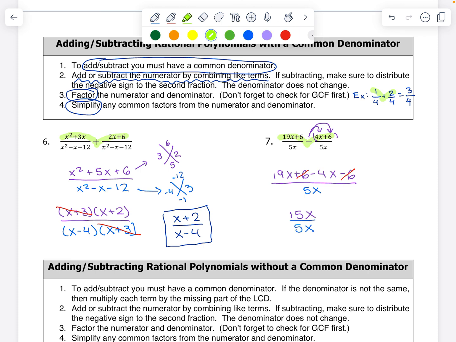So once again, 15 divided by 5 is just a 3. And then you're going to have x over x, which cancels out because they are the same thing. So the x's are gone. So we really just have 15 divided by 5, and our entire answer is just a 3.